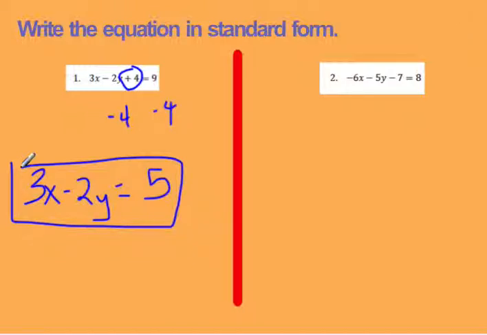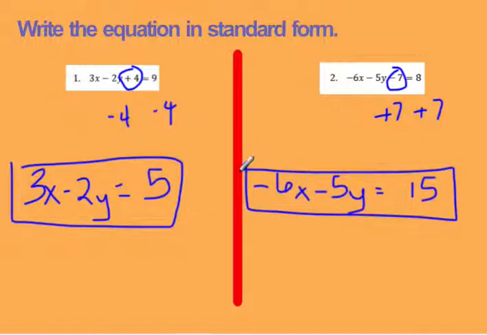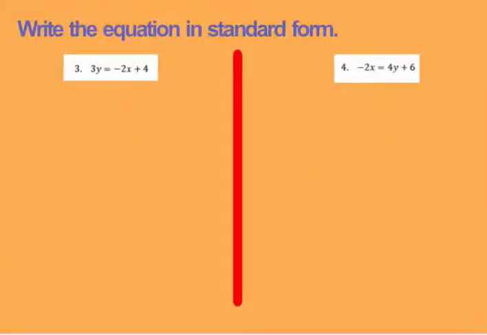Now let's take a look at number 2. Again, the only thing I need to do is get this thing that's just a number over to the other side. Well, since it's a minus 7, I can add 7 to both sides. So I have negative 6x minus 5y is equal to 8 plus 7, which is 15. Again, that's my final answer. Once the constant is brought over to the other side and the x and the y are on the same side, we're in good shape.